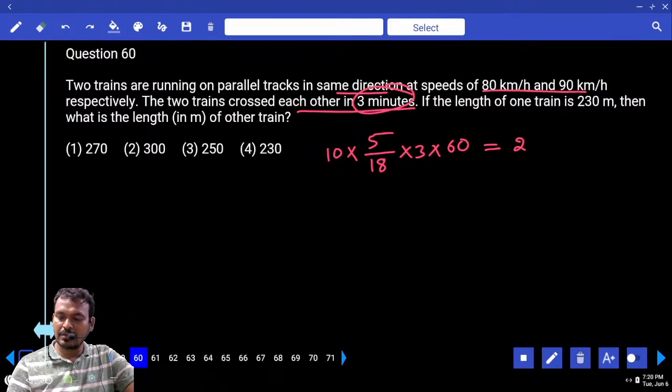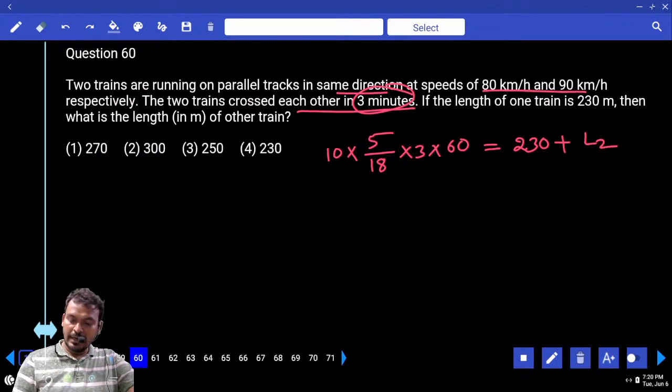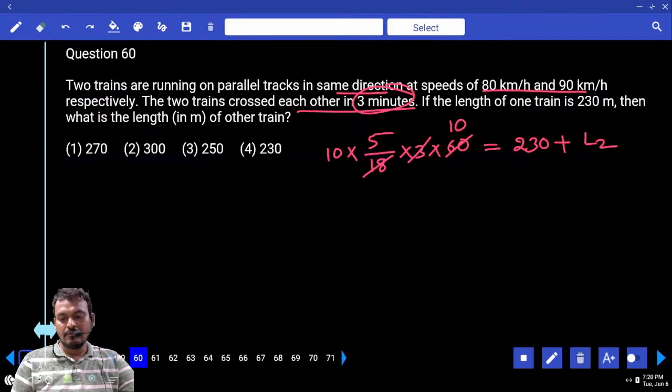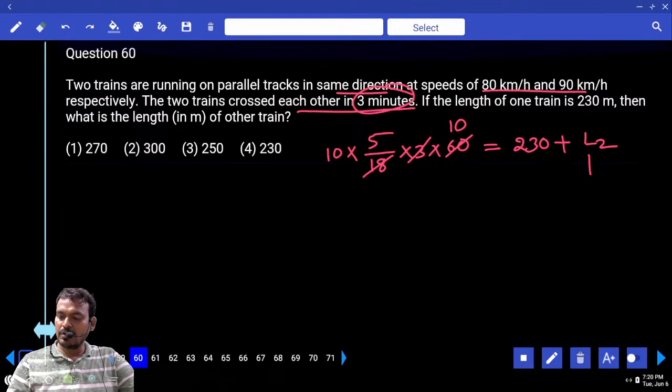What is the first train length? 230 plus the second train length. And 3 how many times? 6 times. 6 how many times? 10 times. Left hand side 500, right hand side 230 plus L2, then L2 equals 270.